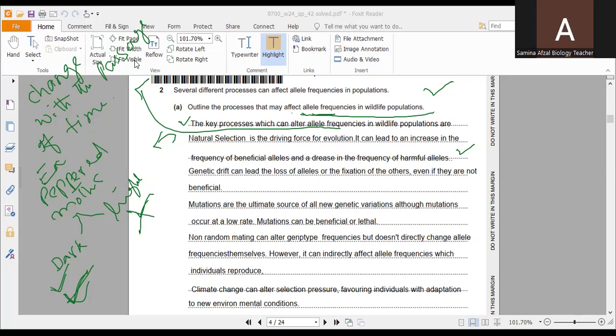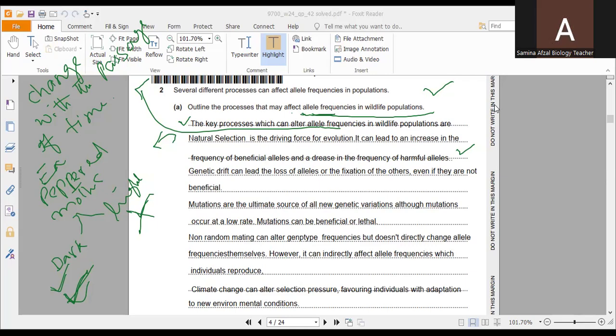It occurs when the alleles passed on to the next generations are not always a perfect representation of the parental population's allele frequencies due to chance events like random sampling of gametes or random survival of individuals. And sometimes some alleles might be lost entirely from the population, reducing the overall genetic diversity. So in this way, genetic drift can also affect the allele frequencies in wildlife populations.